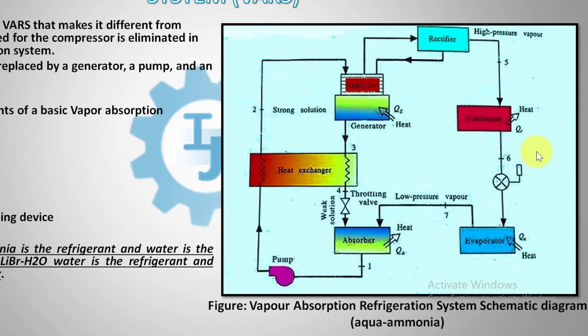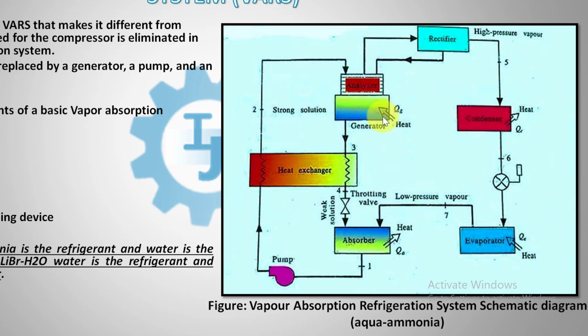The solution exchanging between the generator and absorber runs in a cycle. Now what happens in the absorber and generator? With the help of the pump, the strong solution is transferred to the generator, and in the generator the heat is supplied and separated ammonia is ready for the next step. The solution in the generator is thus called a weak solution.